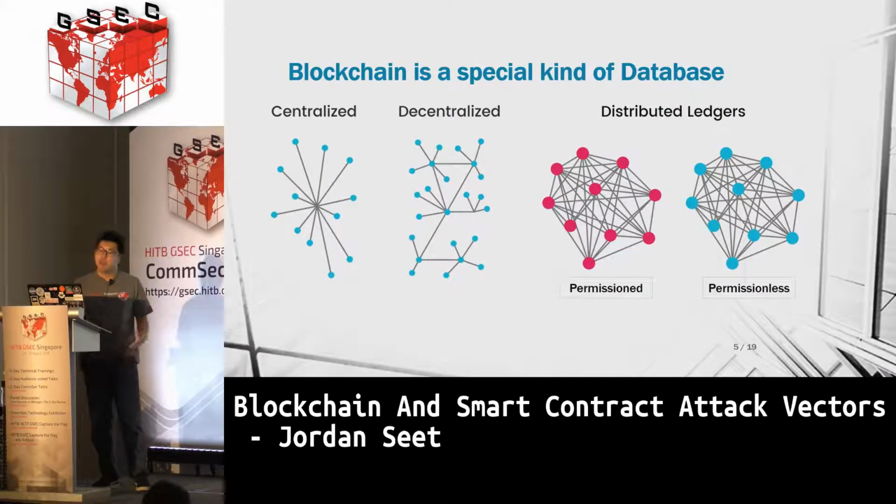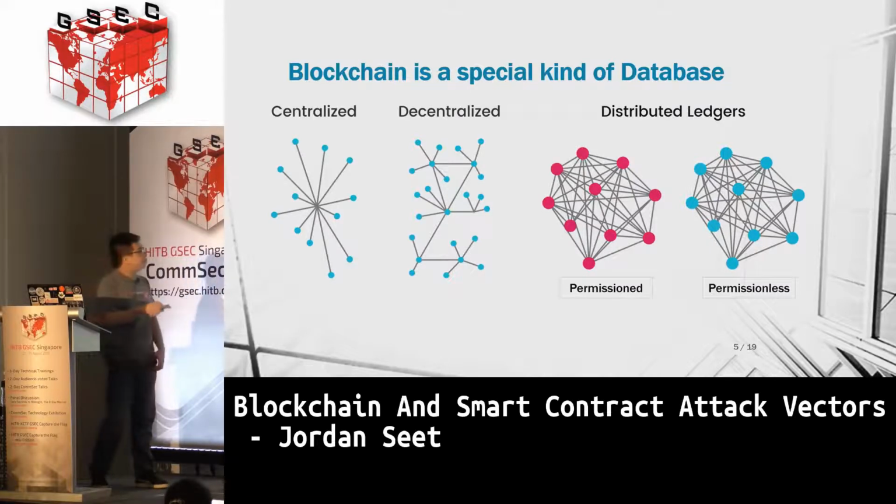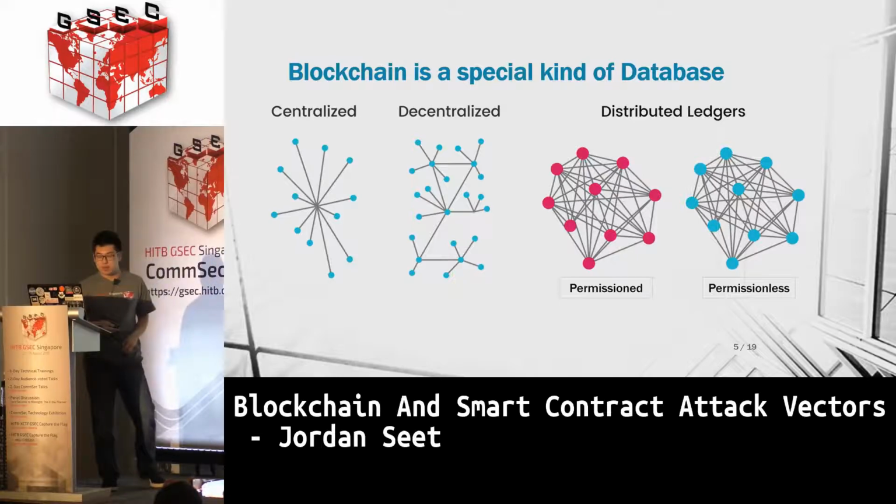So essentially, a blockchain is a special kind of database. Traditionally, we have centralized databases. Let's see if the laser is working. Oh wow, it's working. So for example, your AWS node, every information has to go to a central point, and then it returns back to you.